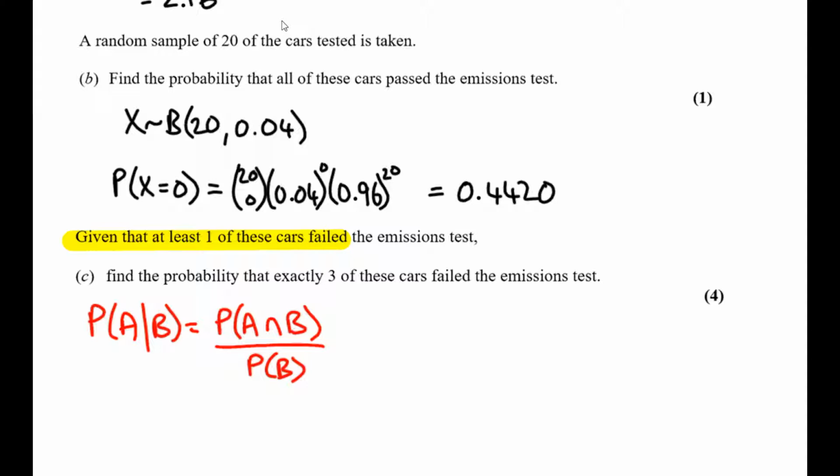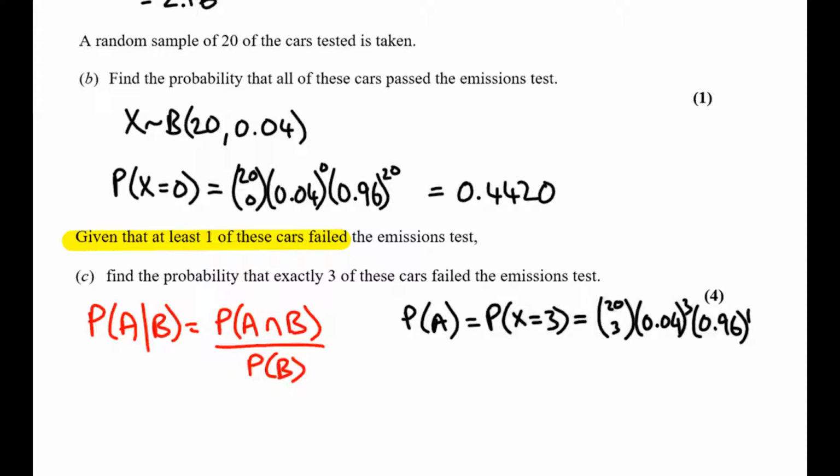The intersection of at least 1 and exactly 3 is going to be the 3 anyway, since having 3 fail is automatically at least 1. So let's find those 2 probabilities. Probability of exactly 3, I'm going to state those separately over here. So those just going into the probability function, 20C3, 0.04 to the power of 3, and 0.96 to the power of 17. So that's the probability of exactly 3.